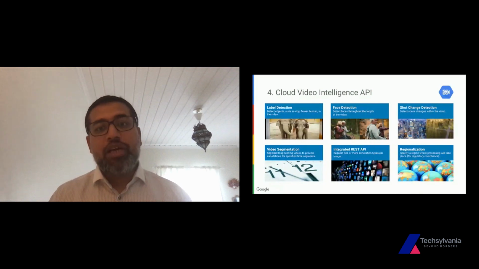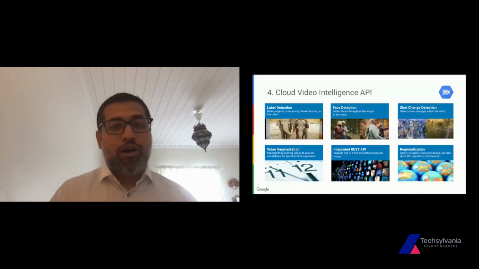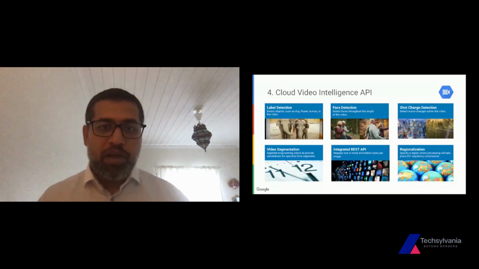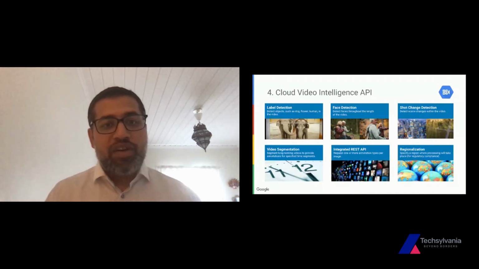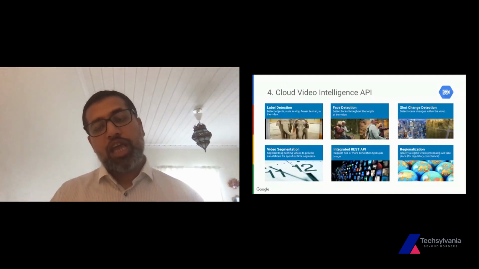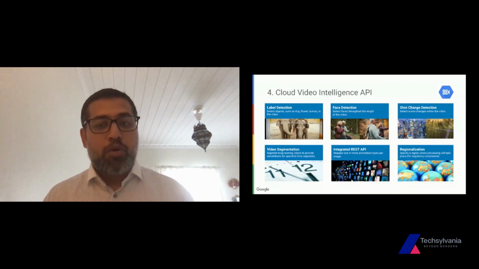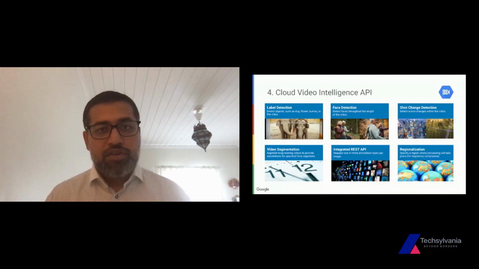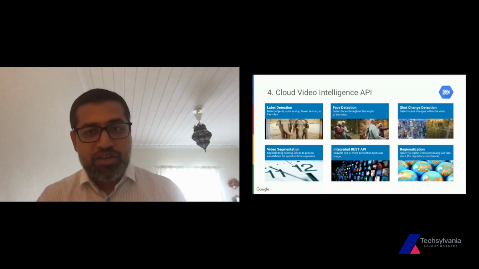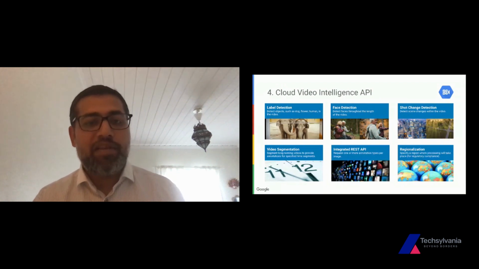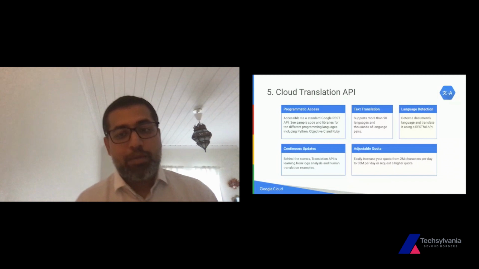So it will tell you when your shots change, objects within those frames. It works on a 1 frame per second model, different segments of your videos, and so on. So again, without doing anything, pre-trained models work best. Translation API, I think you all have used Google Translate. It's the exact same service available as a machine learning pre-trained model as well.